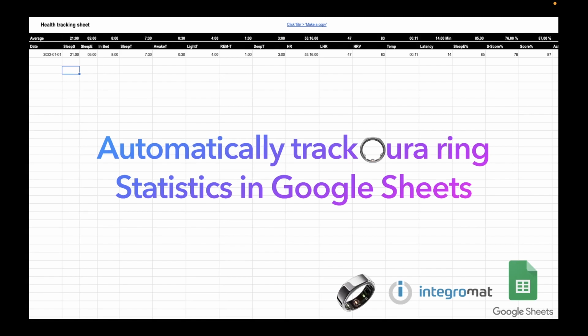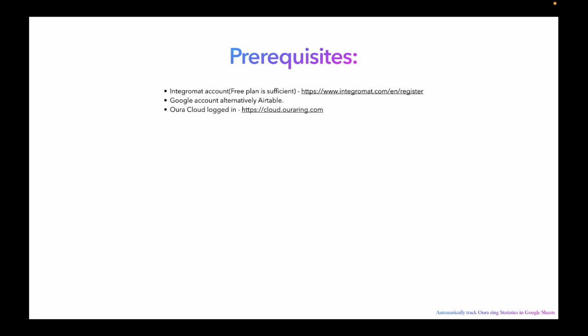Alright, hello everyone. In this short tutorial I'm going to show you how to automatically export your Oura ring statistics into Google Sheets on a scheduled basis by using Integromat. But before going into the actual tutorial, I want to talk about the prerequisites to following this.